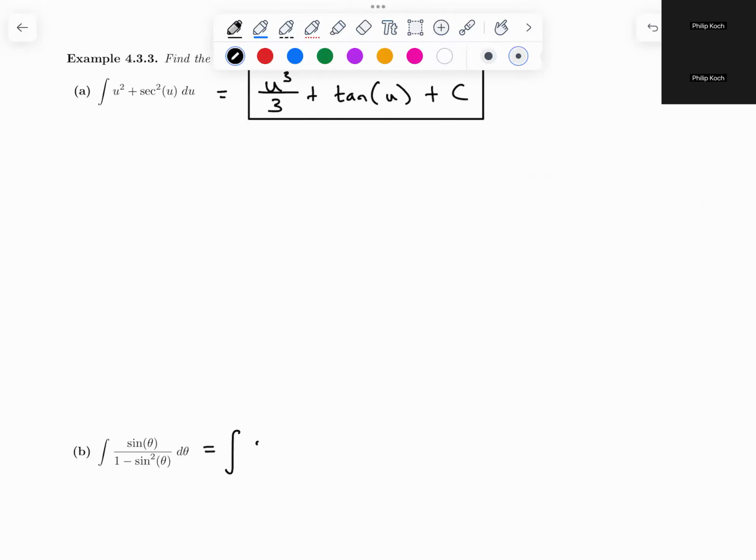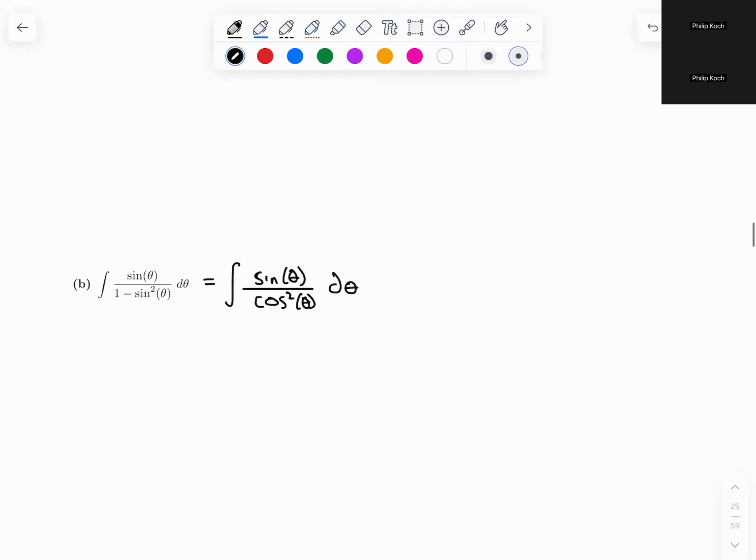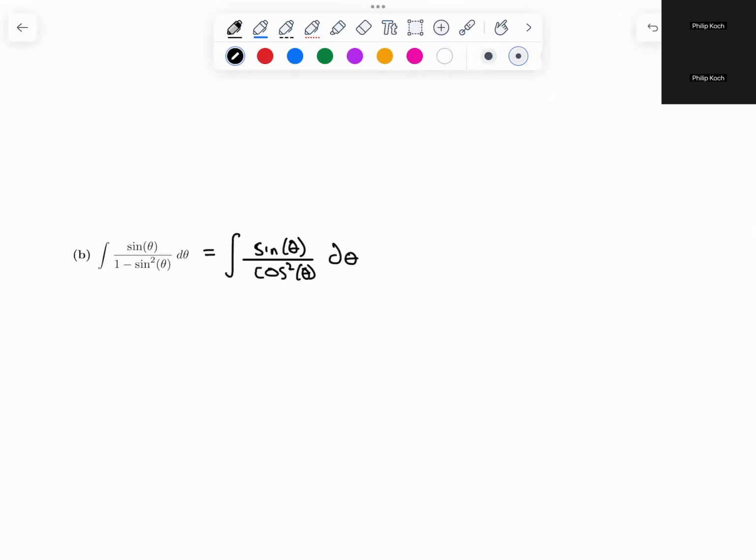This is sine of theta divided by cosine squared of theta, d theta. Now, from here, you could definitely do an integral substitution to figure this one out, but it would be unnecessary. What is sine divided by cosine? Tangent. This is tangent of theta, secant of theta.